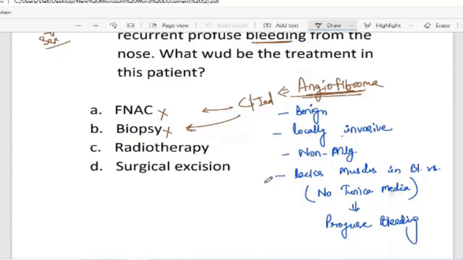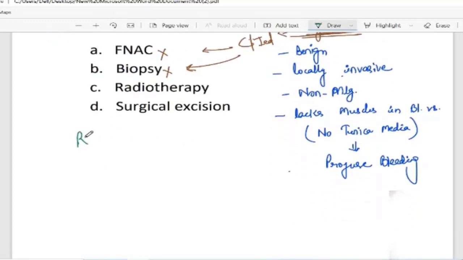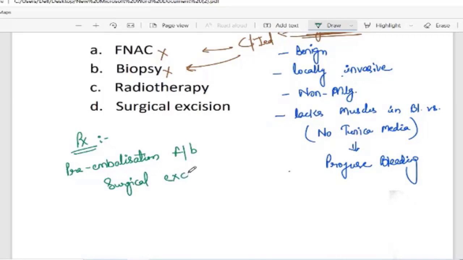Now, what is the other treatment? We all know angiofibroma. What is the treatment of choice in any patient of angiofibroma? The treatment is pre-embolization followed by surgical excision. So, in any patient, the treatment of choice of angiofibroma is pre-embolization followed by surgical excision. That is the correct treatment.